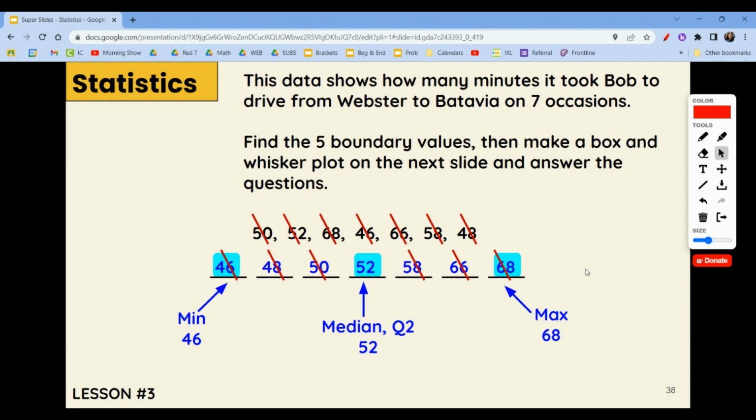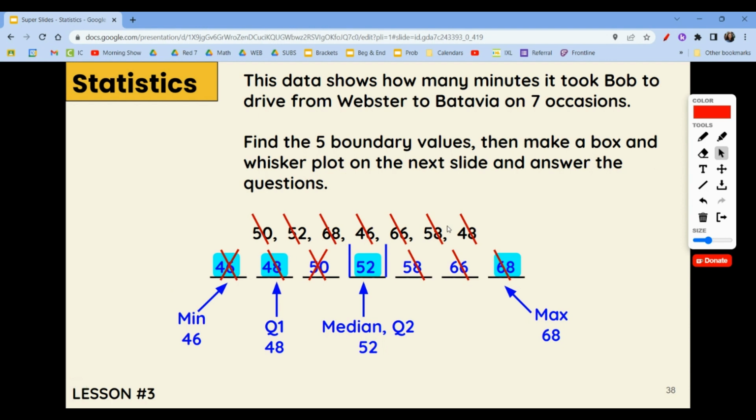Now we're going to split the data in half. And since there's an odd number of data points, you leave out the median. Okay, now we're going to look at the lower half of data and find Q1. All right, Q1 is 48.